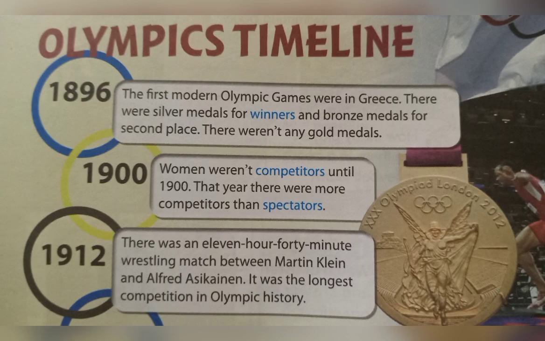Now let's have a look at more examples in your textbook here. 1896, the first modern Olympic Games were in Greece. There were silver medals for winners and bronze medals for second place. There weren't any gold medals. Notice that we use there were for affirmative or positive forms, and we use there weren't for negative forms.